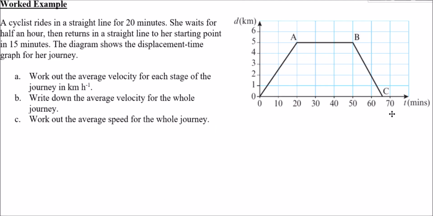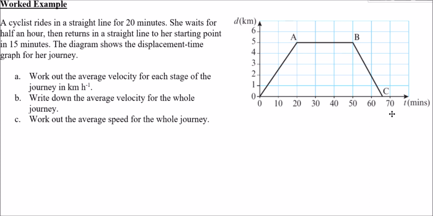So let's just finish off quickly with a worked example. We have a cyclist riding in a straight line for just 20 minutes. She waits half an hour, then returns in a straight line to her starting point in 15 minutes. The diagram shows the displacement time graph of her journey. Part A, work out the average velocity for each stage of the journey in kilometers per hour.